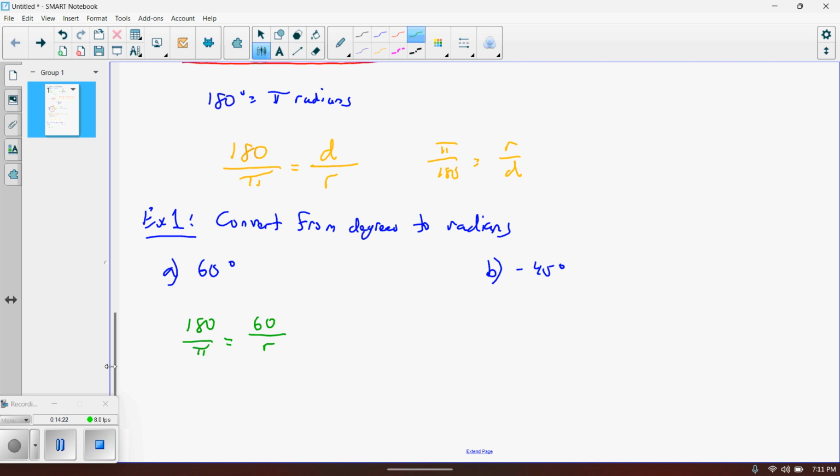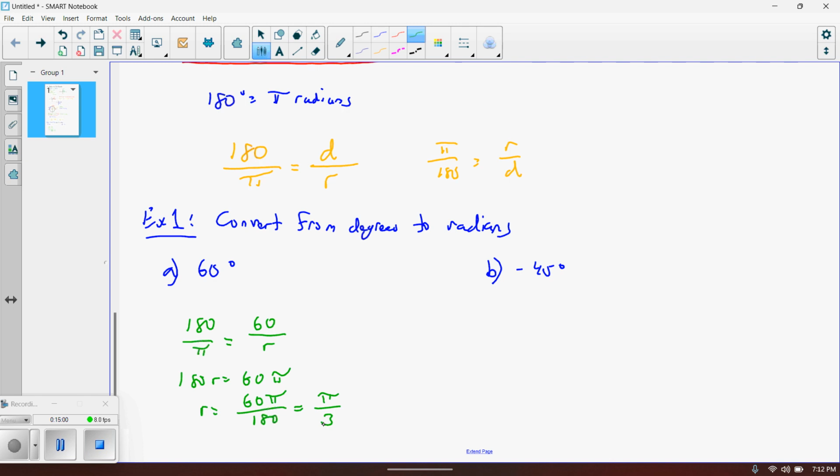So let's cross multiply. We'll get 180R equals 60 pi. And then to solve for R, we simply divide both sides by 180. So R equals 60 pi divided by 180, and you will need to simplify 60 and 180. 60 goes into 180 3 times, so you should get pi over 3. Okay, this is actually one of the special ones that you're going to need to eventually know, that 60 degrees is pi thirds. We'll get into that a little bit later in the course. So 60 degrees is pi thirds.